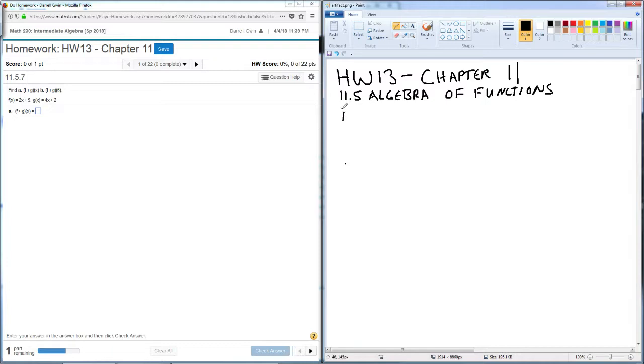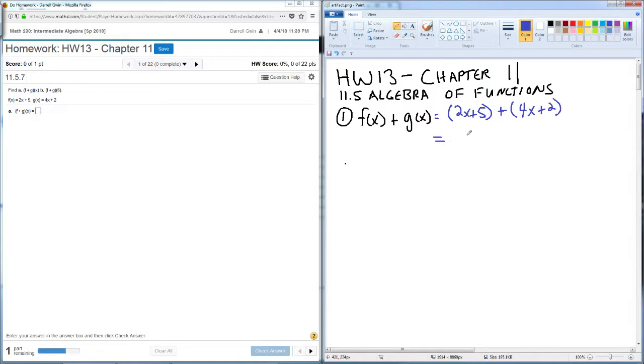Number 1 of 22. It says first, A, find f plus g of x. Well, the symbol f plus g of x means f of x plus g of x. And basically, to find out what f of x plus g of x is, we're just going to plug in what f of x equals. F of x equals 2x plus 5, and g of x equals 4x plus 2.